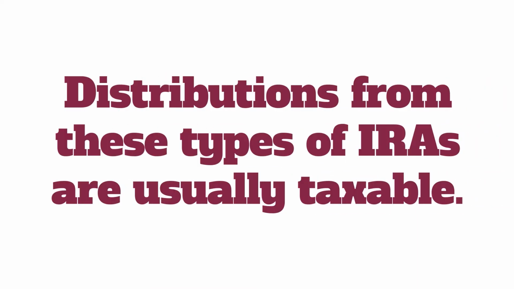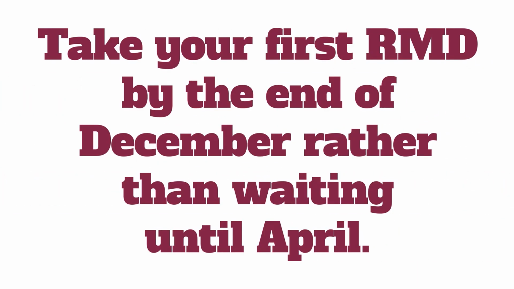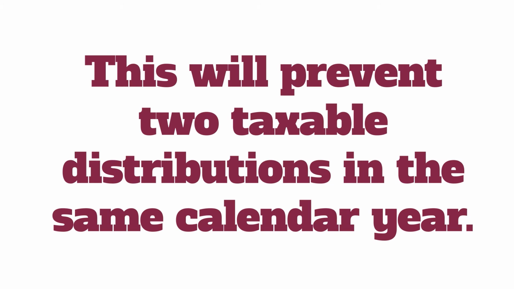Because distributions from these IRAs are usually taxable, we recommend you take your first distribution by the end of December rather than waiting until April. This will prevent two taxable distributions in the same calendar year.